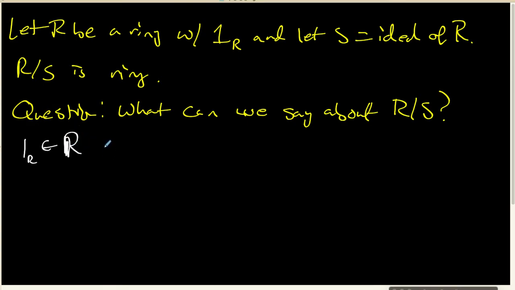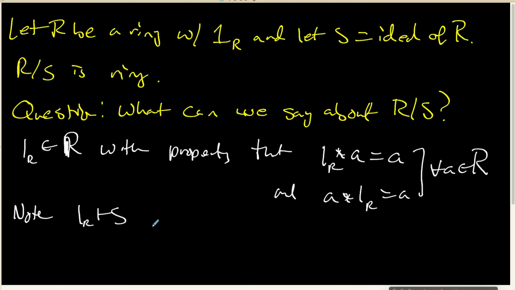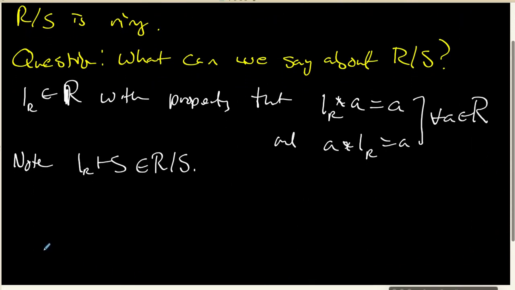that has the property that 1 times anything is equal to the anything, and it also has the property that A times the 1 is equal to A, and these are true for every element inside the ring. Now, that brings up the interesting question about what happens in R mod S. So I'm going to make a note that 1 plus S is an element of R mod S. And the question is, does 1 plus S have any important properties?